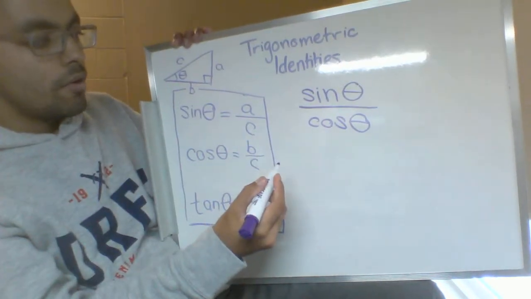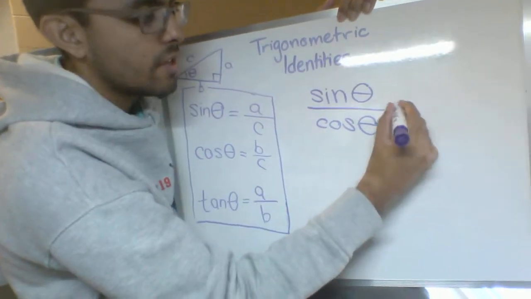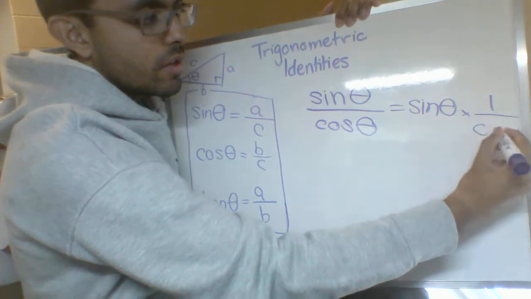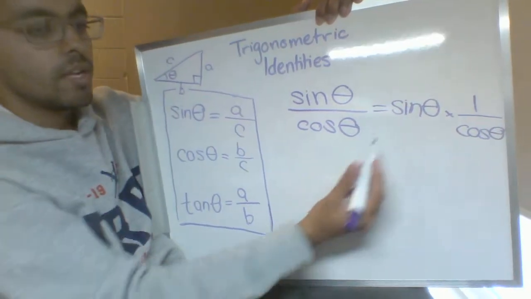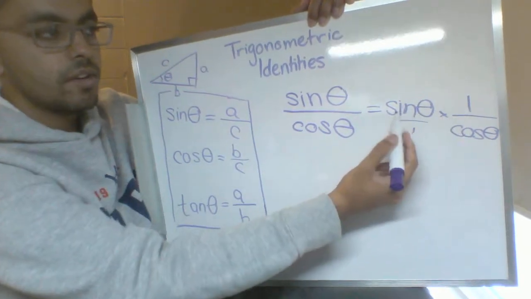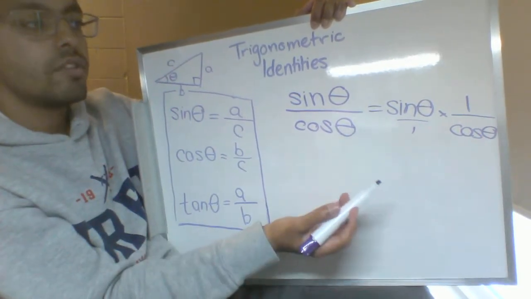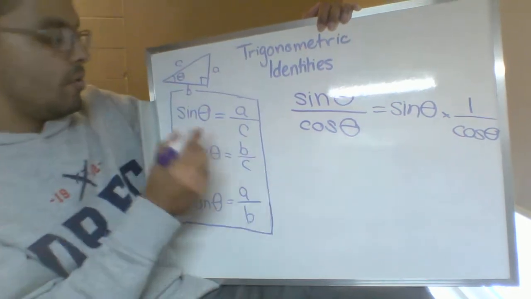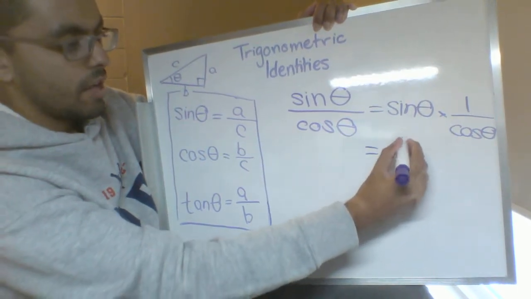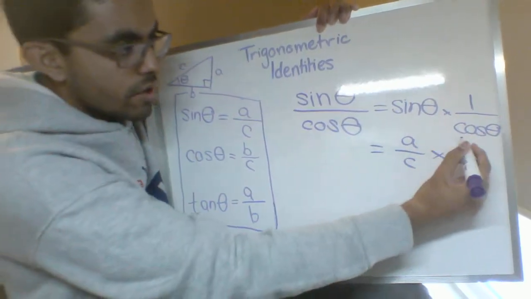All right, now I could write this slightly differently. I could write this as sine theta times 1 over cosine of theta, because this is basically sine theta over 1, and then I'm just multiplying fractions. You multiply the tops together. Sine theta times 1 is sine theta, 1 times cosine theta is cosine theta, so I haven't done anything wrong. Now, if we look over here, sine theta is a divided by c, right? We already knew that. A over c times 1 over cosine theta.